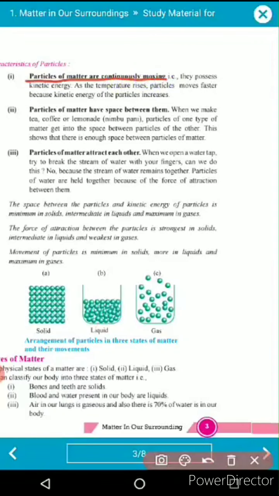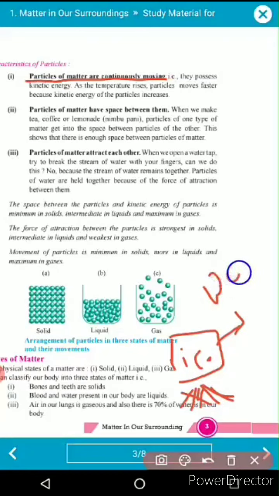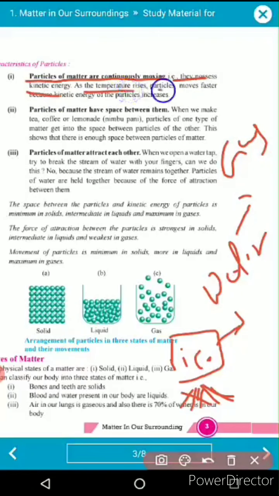For example, this is ice. Suppose I heat the ice. The ice will convert to water, and if I heat the water again, it is converted to gas. This means particles of matter are continuously moving, when they get energy from outside. For example, they possess kinetic energy. As the temperature rises, the particles move faster.